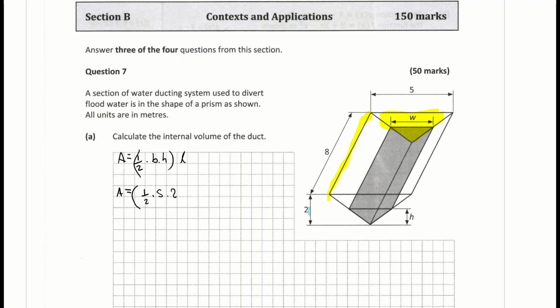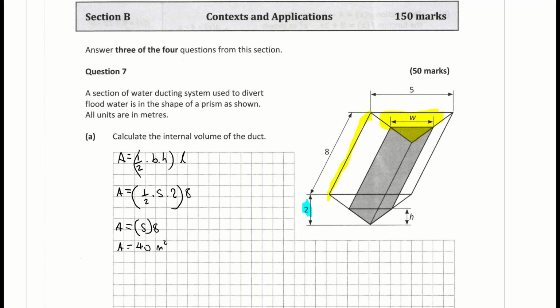We're given that down here, so the height of the duct. And then I'm going to multiply that by the length of the duct, which is 8 meters. So half of 2 is 1, multiplied by 5 is 5, multiplied by 8. So the volume of this duct is 40 meters, I think it's in meters squared. So that's part A, calculate the internal volume of the duct.